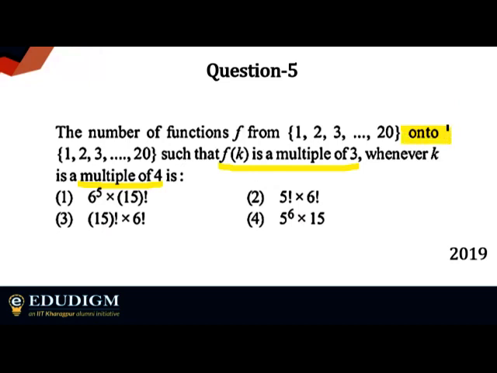All right, if you have any problems, do let me know. Otherwise, just try and answer this. This is a very good question, actually.